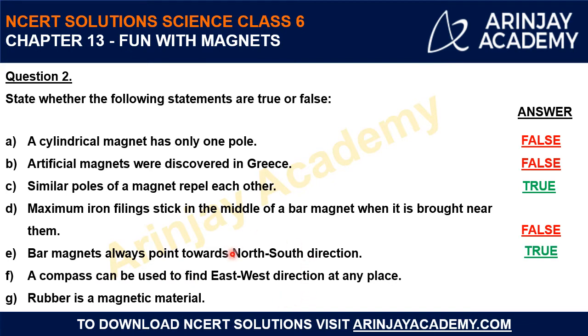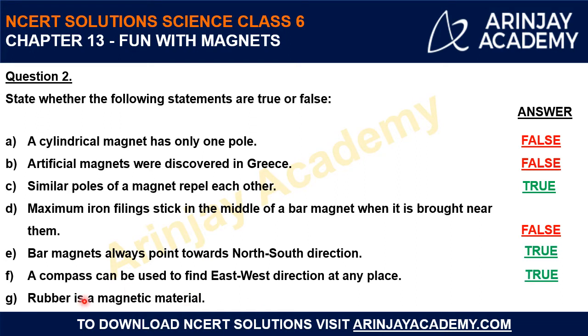So you know that if you are able to tell where you have the north and south, you can easily also determine where is the east and where is the west. So with the help of a compass, or you may say a magnet, you can find out all the four directions. So this is true.